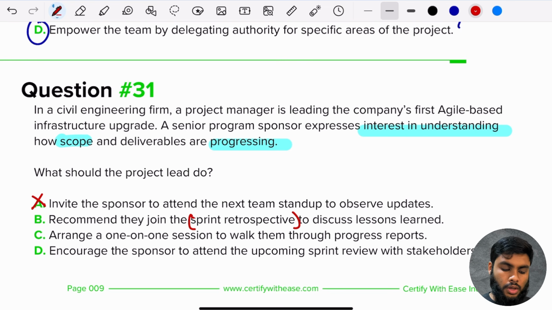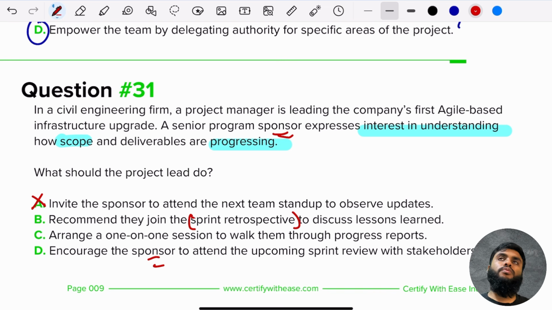So this is a solution, but it's inefficient. Let's just see what else there is. Encourage, I like that word, the sponsor to attend the upcoming sprint review with stakeholders. So we're involving the sponsor because the situation involves the sponsor. Okay, so don't freak out there.